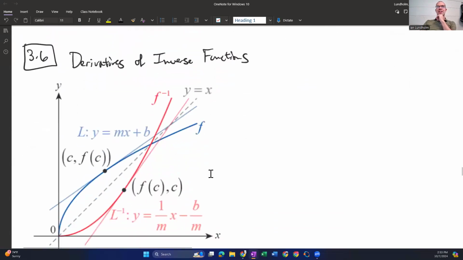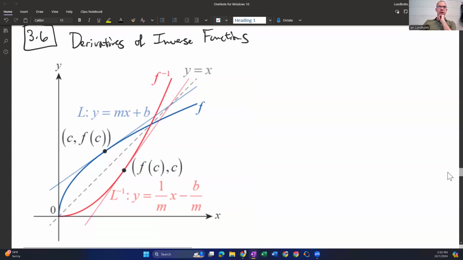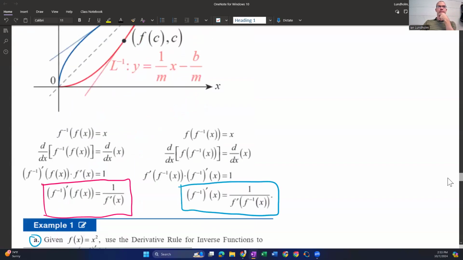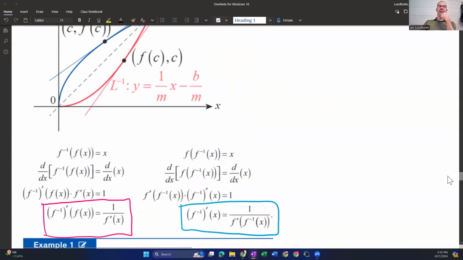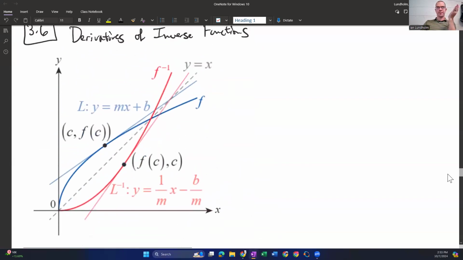The last section here is on derivatives of inverse functions. And this is interesting, it's cool. It's one of those things that's going to show up in homework, probably going to show up on activity, may or may not show up on tests. This is not the kind of thing that I necessarily want you to have to memorize. Let's take a look at what we've got going on here.